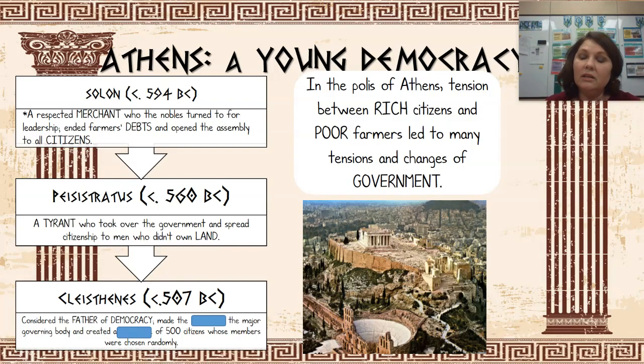So Callisthenes is the father of democracy, and he is going to make the assembly the governing body. So now not just one person is making laws, the assembly is going to make the laws. And he creates a council of 500 citizens who can be randomly chosen from all citizens to come in and help make the laws. This is getting closer to everyone having a say in the government. And Callisthenes is the father of democracy. And one of the reforms he makes is to do that for the Greek people.